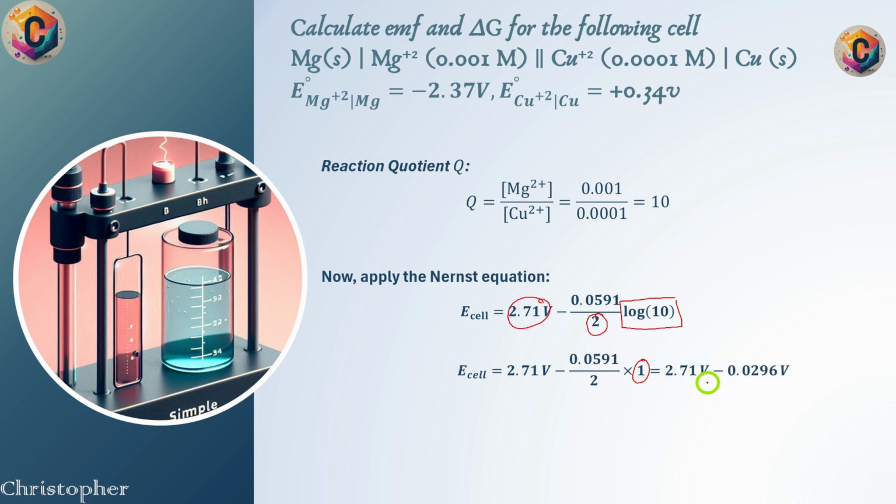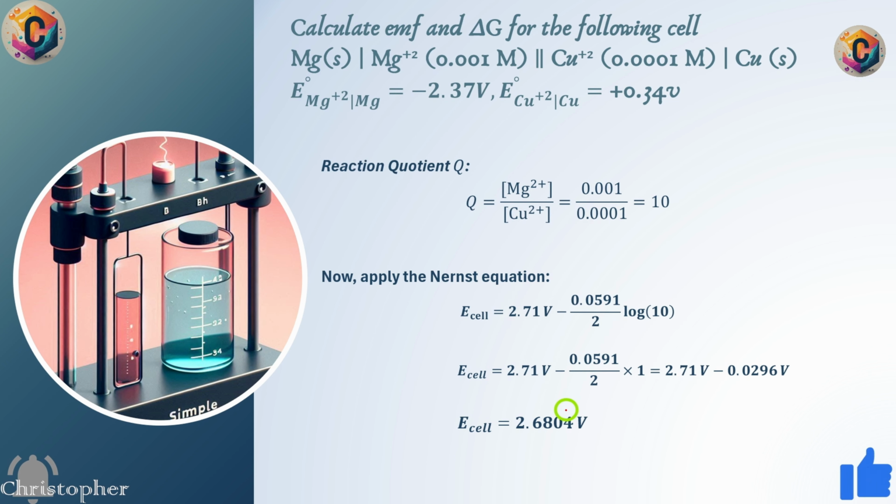I'm going to simplify it now. So if I simplify this, I will be getting this answer. If I subtract 0.0296 from 2.71, I will be getting the output of this cell. So I have found the EMF of this cell.